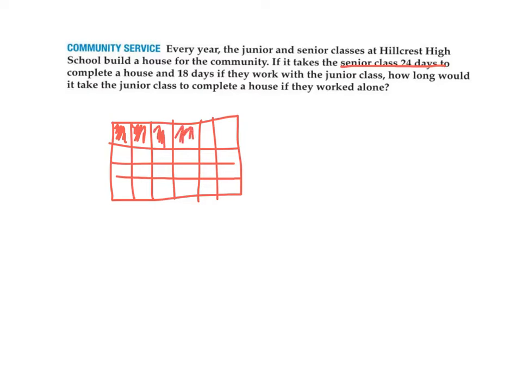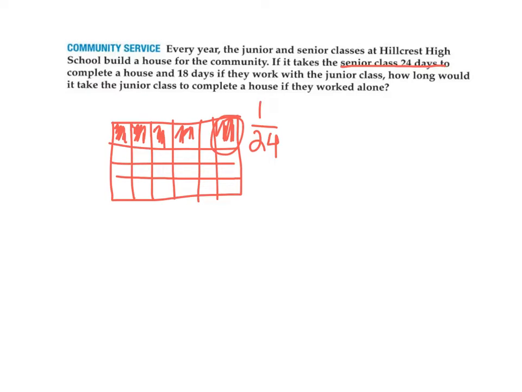So their rate for one day is 1 out of 24. They get 1/24 of the job done every day. So we know the rate for the senior class is 1/24.